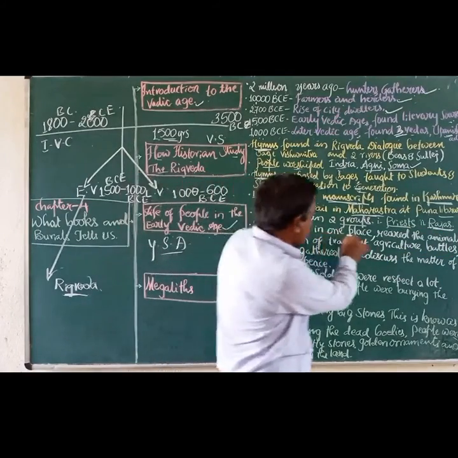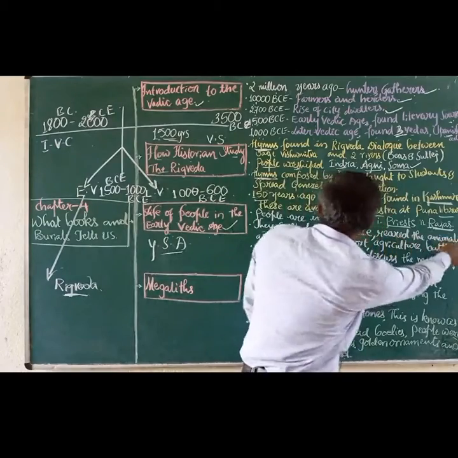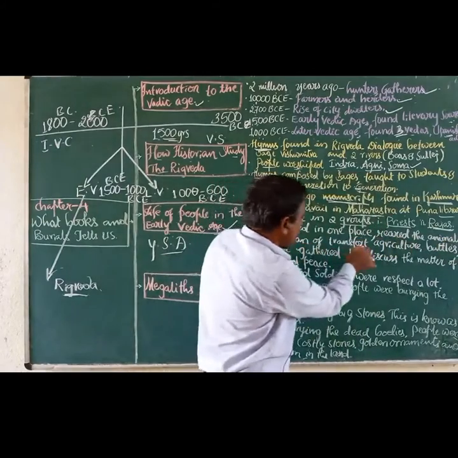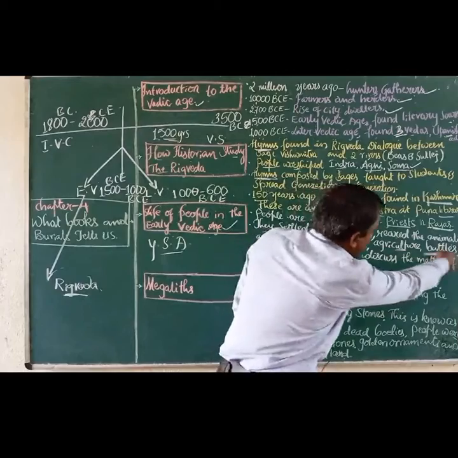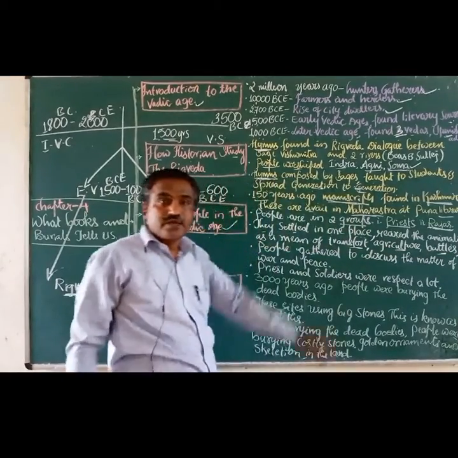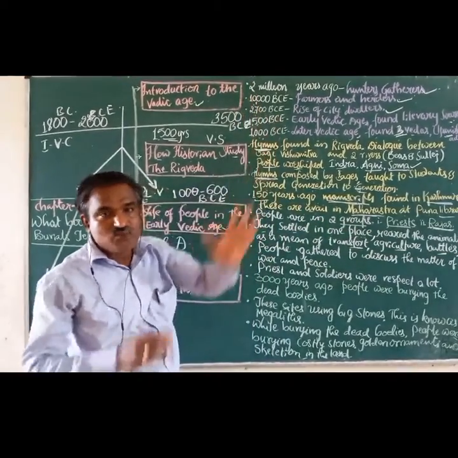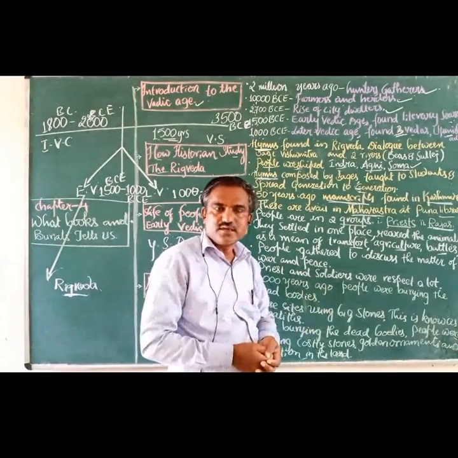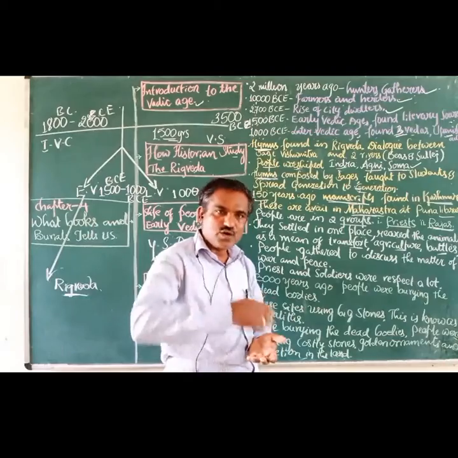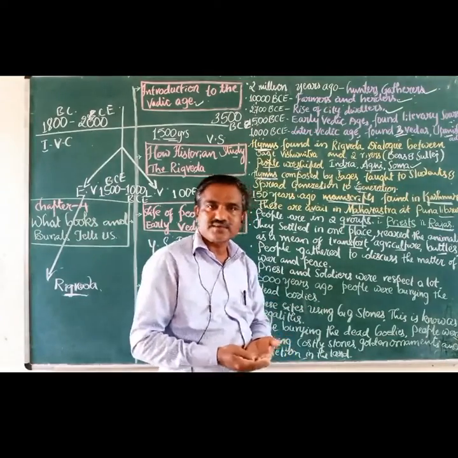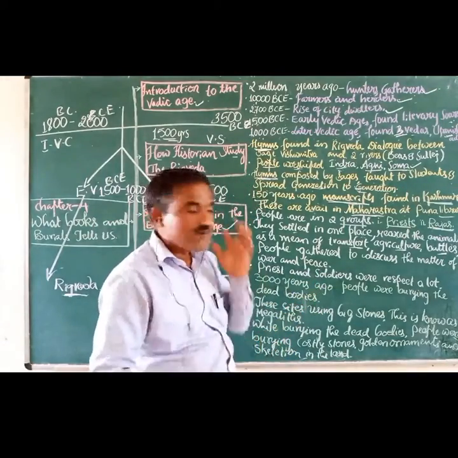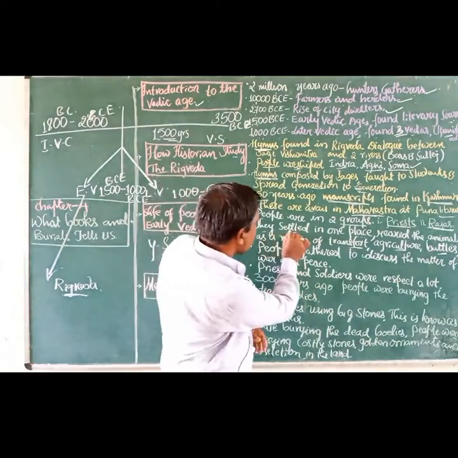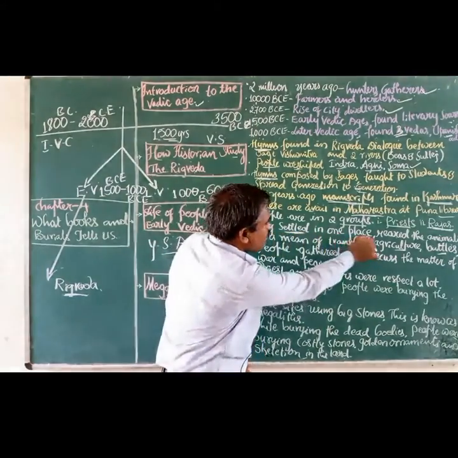And they settled in one place and reared animals as a means of transport, agriculture and battles. In the last few centuries back, the man had no settled existence. Already you studied that the man was a wanderer, a nomad, moving from one place to another in search of his food and fodder. But in the Vedic period, the man was settled in one place.